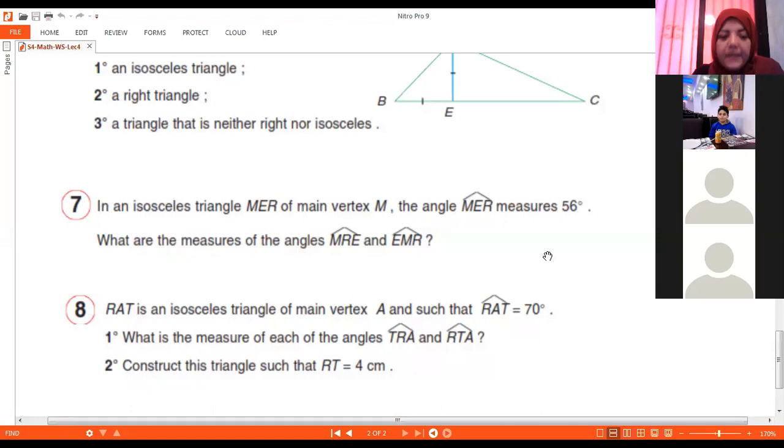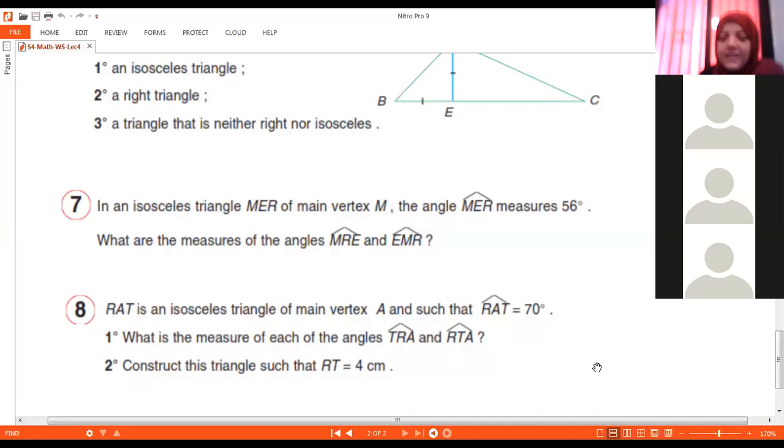Let us look, for example, at question number 8. RAT is an isosceles triangle of main vertex A. What does that mean? That AR is equal to AT. Very good. Excellent. And what are the angles that are equal? ART and ATR. Always start by the vertex.